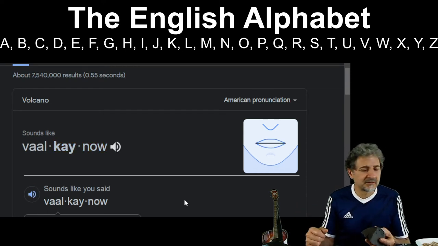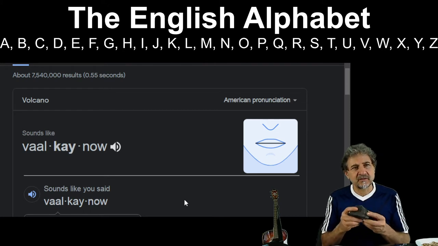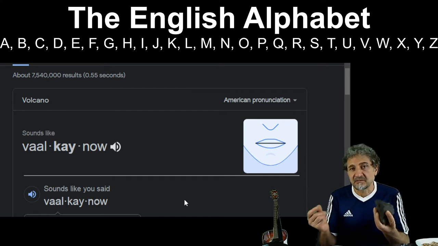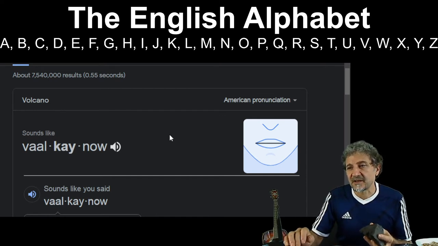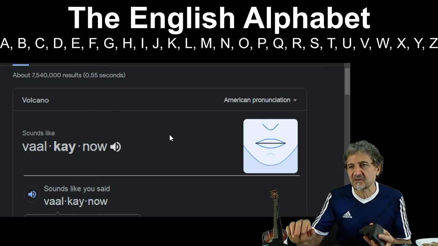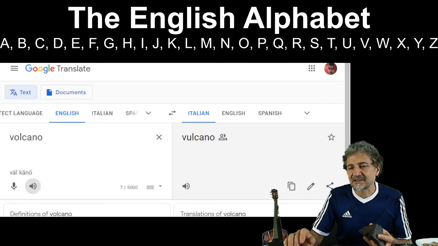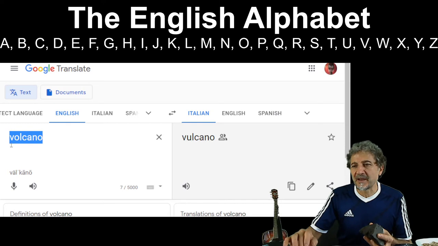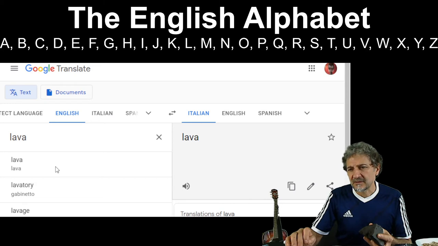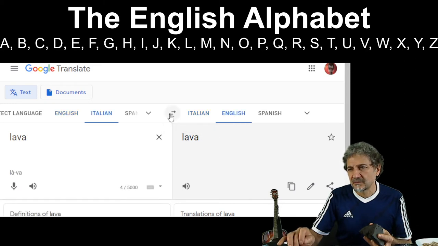I learned volcano. So when the volcano erupts, what comes out, I don't know how to say in English. Something I never, maybe I heard, but I forgot. So let's say at this point I go to my language. I know it's lava. Is it lava in English too? Lava. Wow.